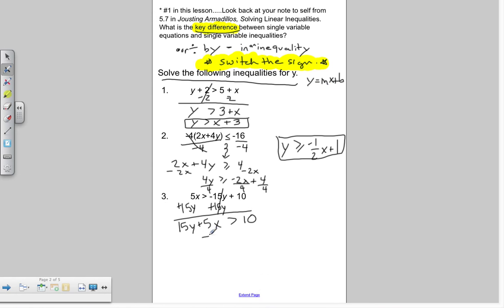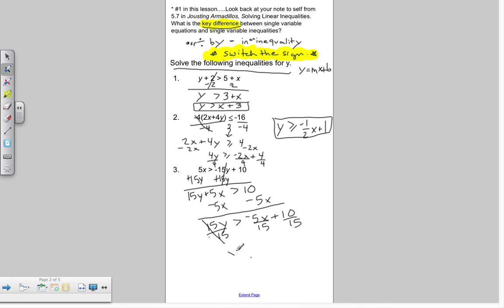Now, I need to bring the 5x over. I still haven't divided or multiplied by a negative, so I'm still not changing the sign. I'm going to put my x term first. Now I'm going to divide by 15 all the way across. Every term needs to be divided by 15.